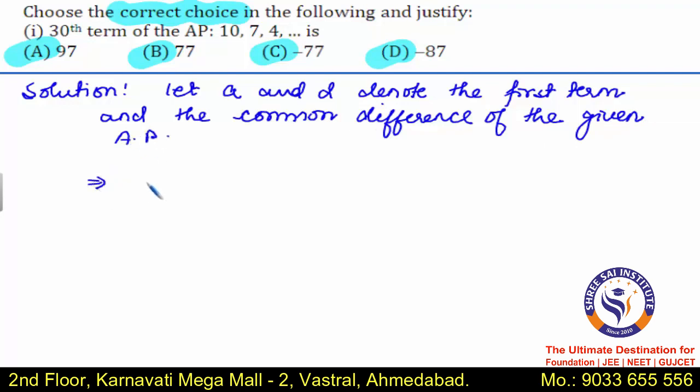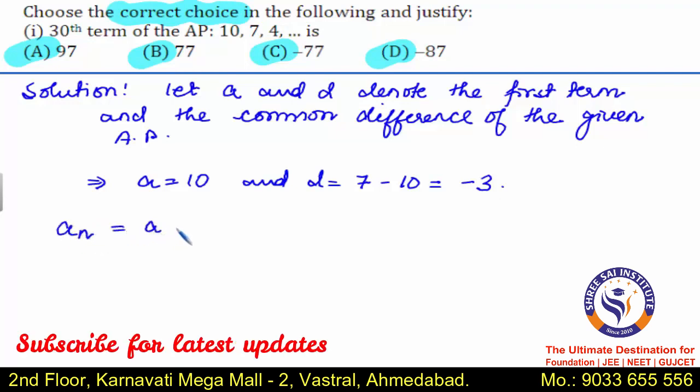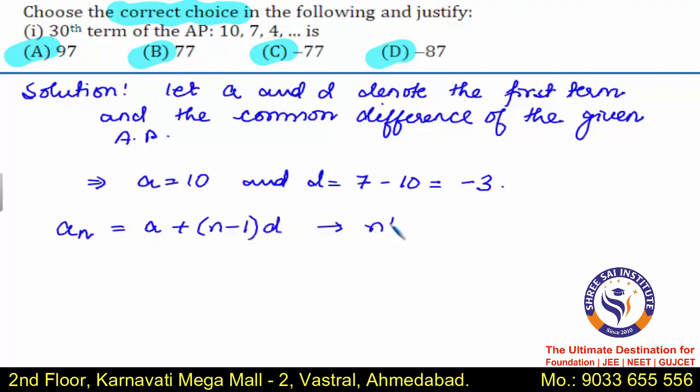This implies that A is equal to 10 and D, which is the common difference between any two consecutive terms, is given by 7 minus 10, which is equal to minus 3. Now we know that the nth term of an AP is given by A plus n minus 1 into D. So this implies the 30th term is given by A plus 30 minus 1 into D.